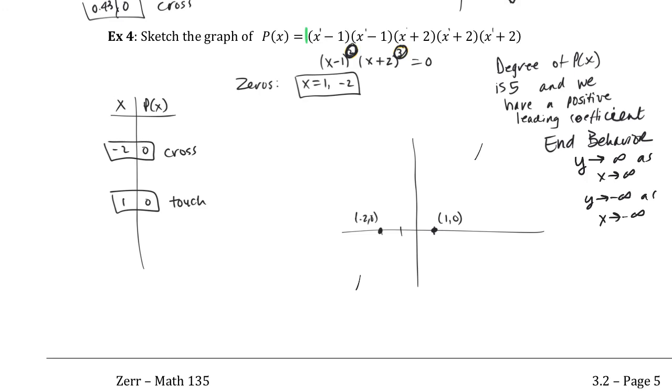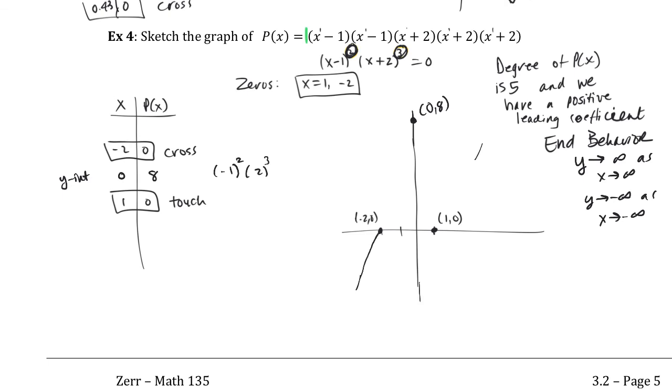And let's see, let's think about our y-intercept. That happens when we plug 0 in for our input. So that would be negative 1 squared, and then 0 plus 2, that's just 2 cubed. So that would give us 8. Okay, so we have a y-intercept way up here of 8, and then we're touching there.